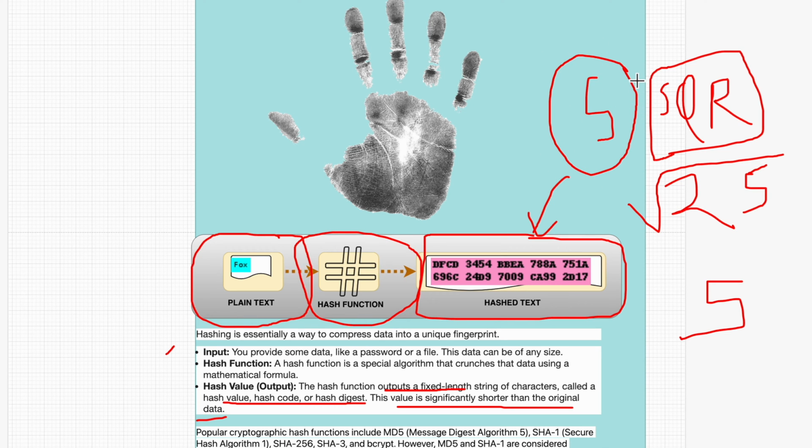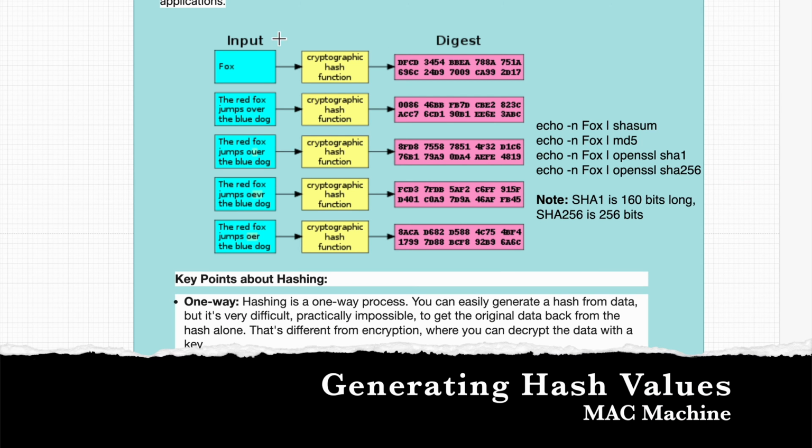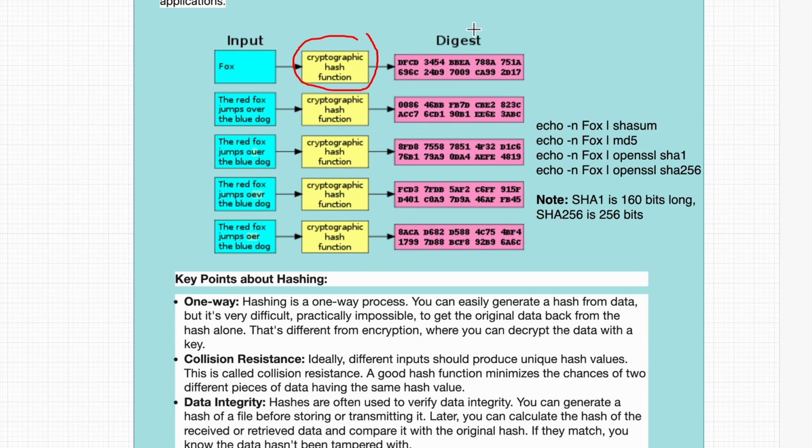Now in hash functions, it's a one-way function. So whatever hash digest you have got, you would not be able to get to the plain text, the original text. You would not be able to reverse engineer and go back from the hash text to the plain text. That is one very key property of hashing. So you have an input, you use a cryptographic hash function here, and this is the digest you get.